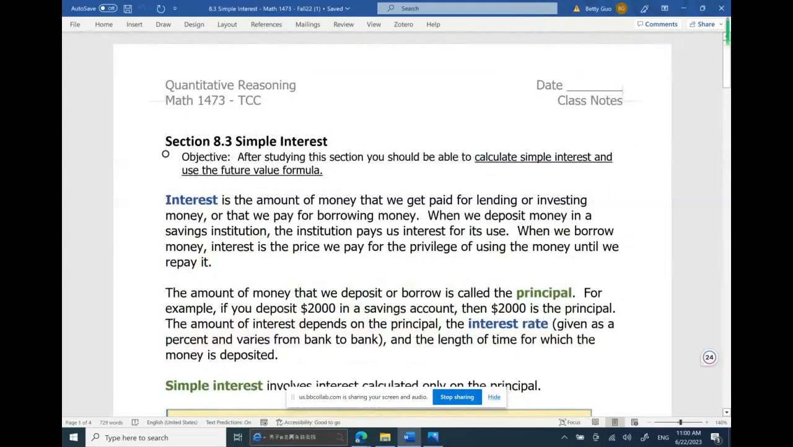Interest is the amount of money that we get paid for lending or investing money, or that we pay for borrowing money. When we deposit money in a savings institution, the institution pays us interest for its use. When we borrow money, interest is the price we pay for the privilege of using the money until we repay it.